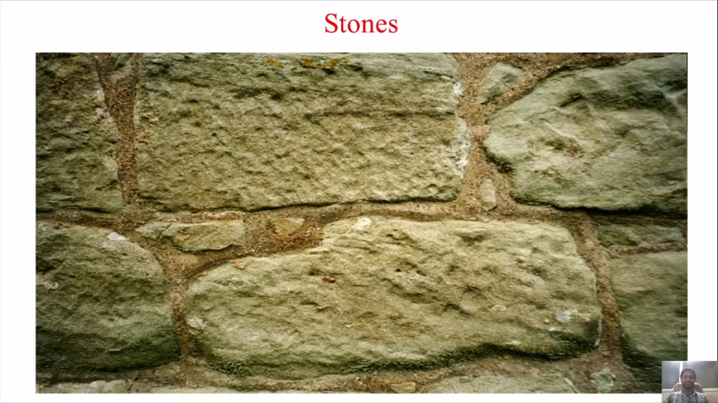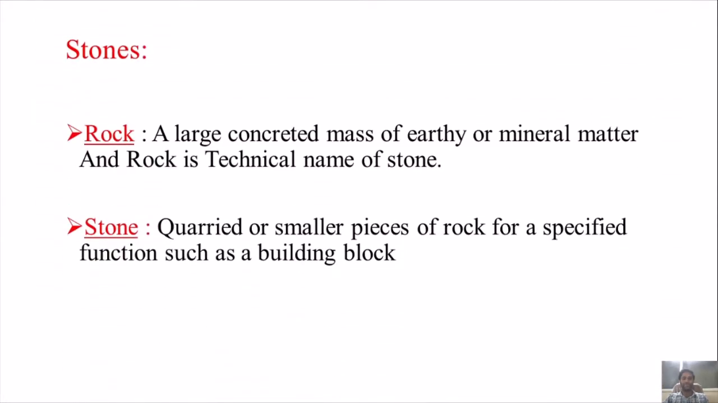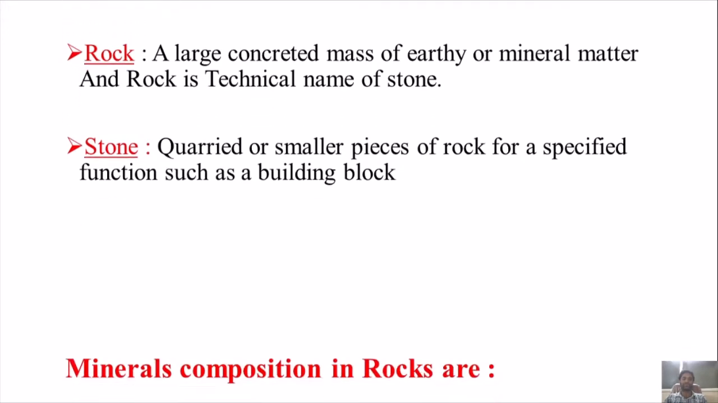So, stones. What is stone? You must have heard the words stones, rocks, and different words in general. A rock is a large concrete mass of earthy or mineral matter, and rock is the technical name of a stone. So you must have heard rock as well as stone. Stone is a quarried or smaller piece of rock for a specified function, such as building blocks. These are the differences between rocks and stones.